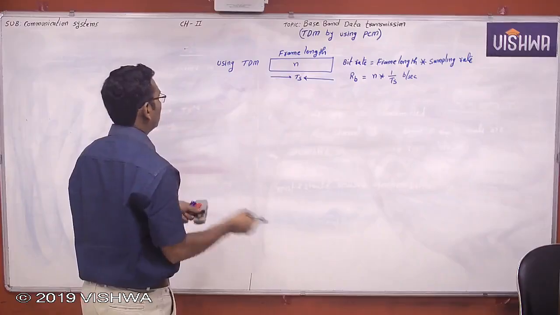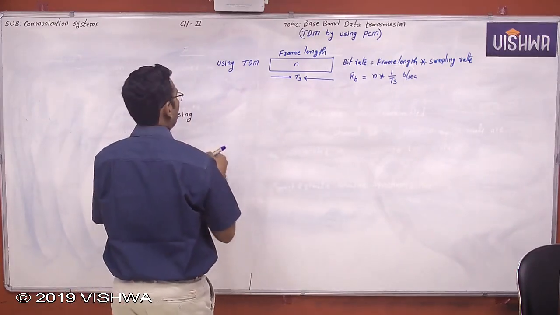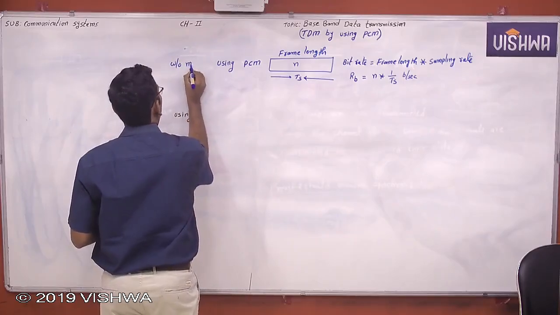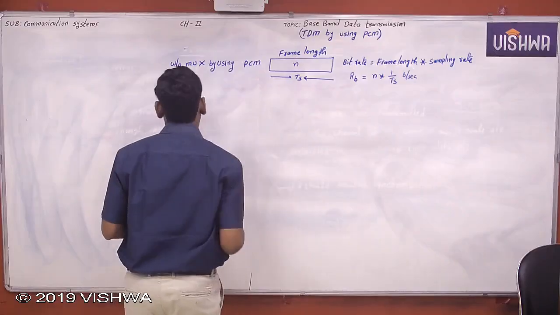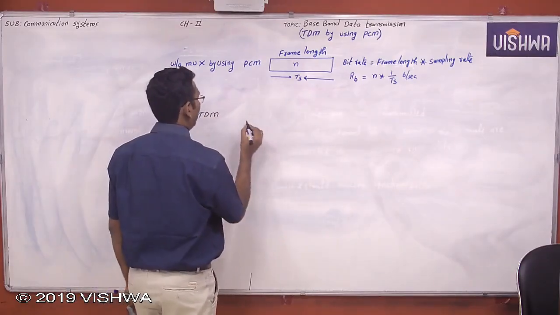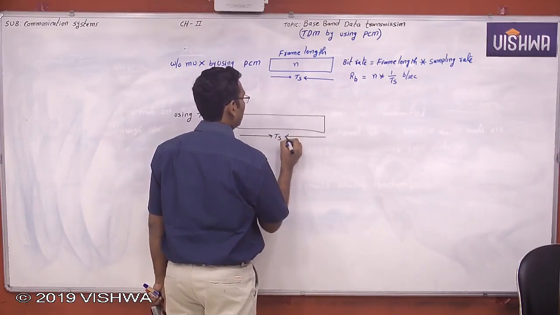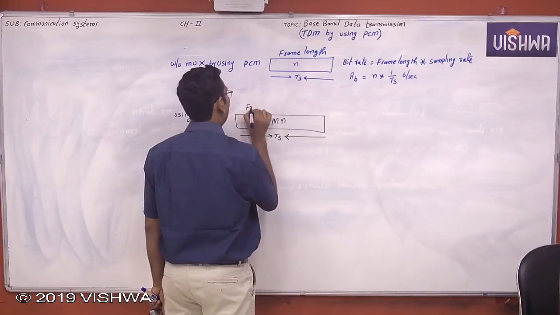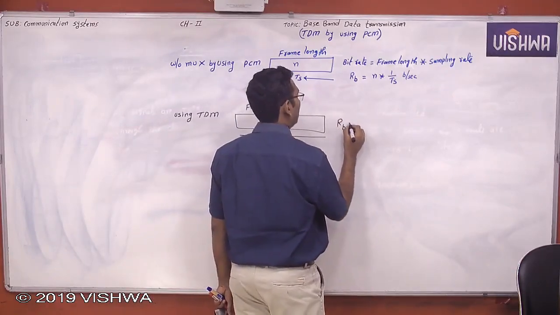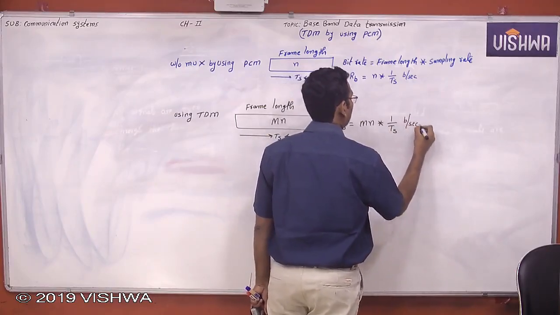Now here, using PCM without multiplexing. Now using time division multiplexing, over a duration of Ts seconds, how many bits are transmitted? Capital M into small n. This is the frame length. Now the bitrate RB equals frame length m into n times the sampling rate 1 by Ts, bits per second.